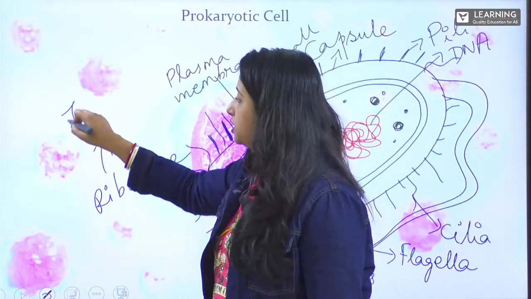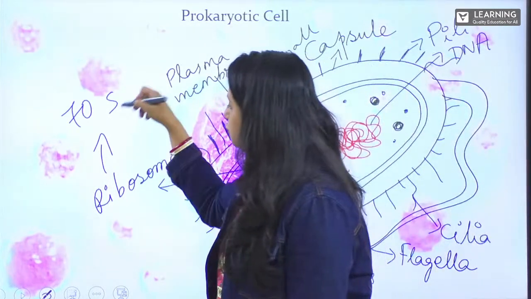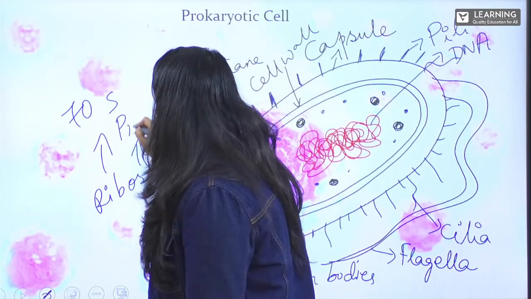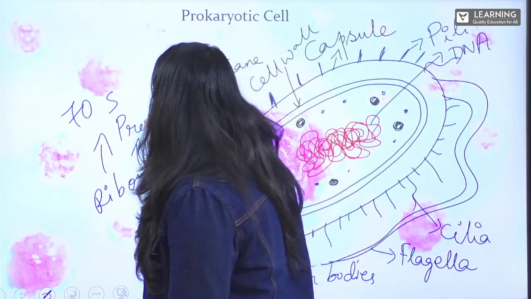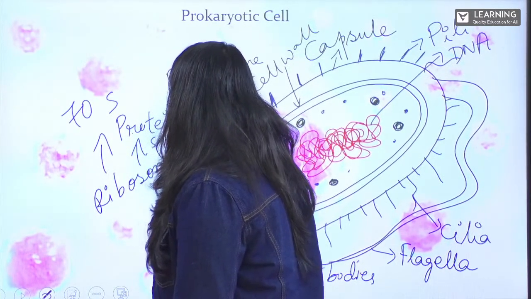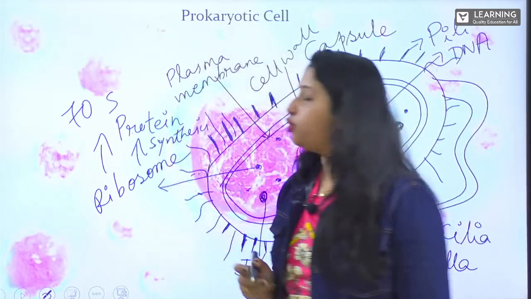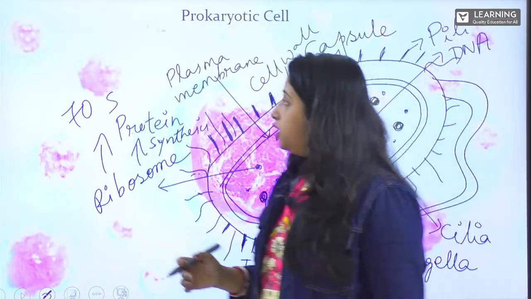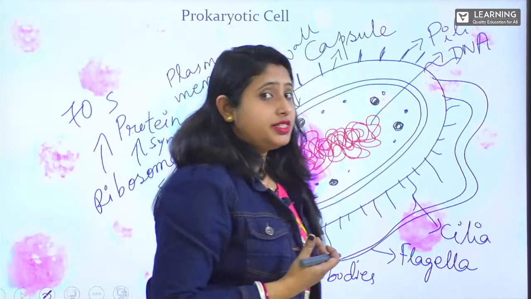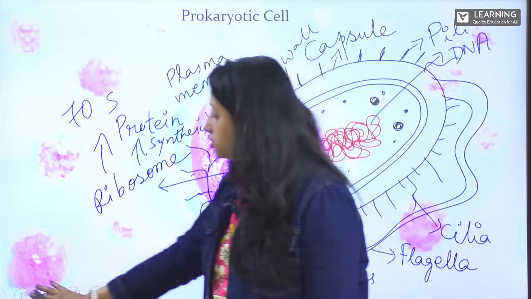In case of bacteria, they have 70S ribosomes, and this ribosome is responsible for the process of protein synthesis. They help in the process of protein synthesis. So this is the structure of the bacteria. We will be discussing in detail the various parts of the bacteria in the next topic.